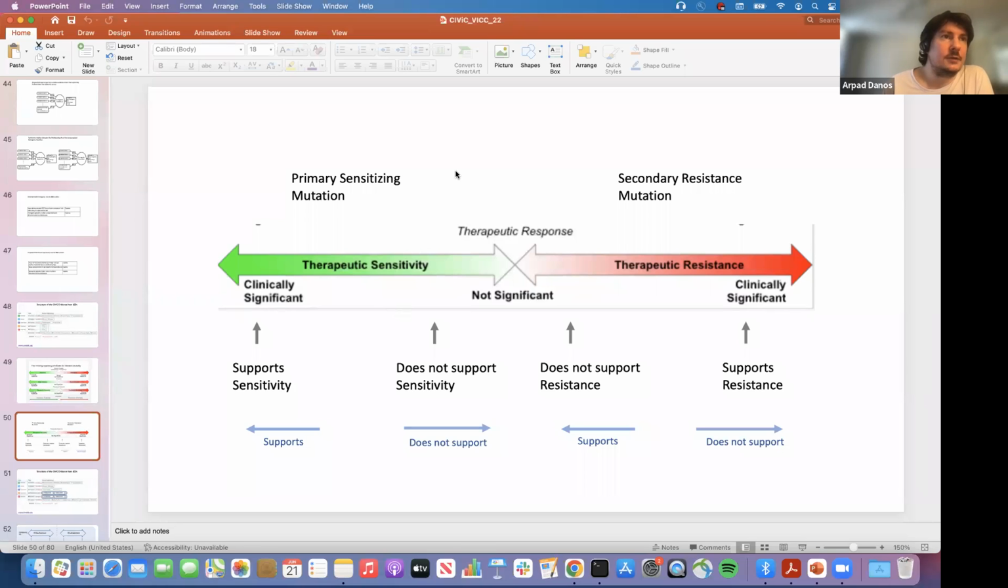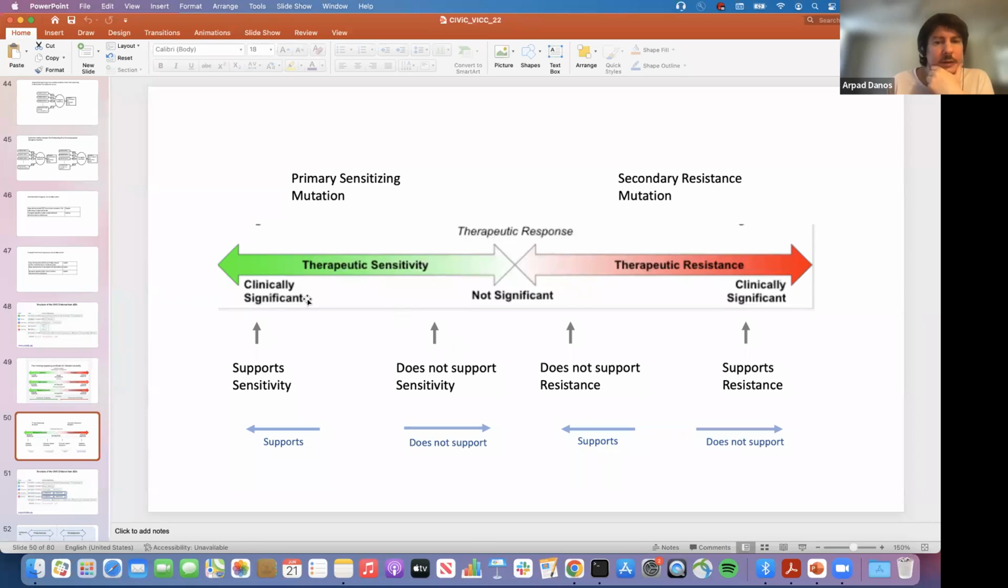Okay, the details here: if they actually had a primary sensitizing mutation and this was a second mutation, and you were querying it, well, is it resistance? Then you might be thinking about it that way. It really depends on how you're approaching the patient or the variant, how you're thinking about it.